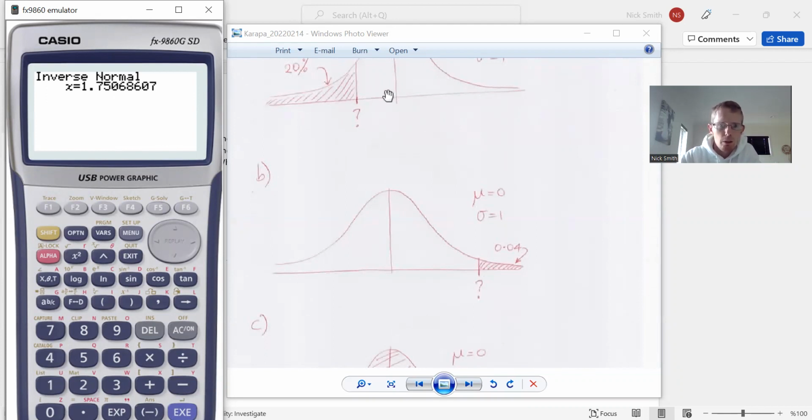Okay, so before, because it was on the left-hand side, it was less than our mean of 0, so it had to be a negative number. This time it's on the right-hand side, it's more than 0, so it's going to be positive.